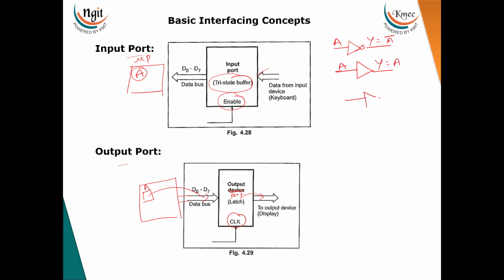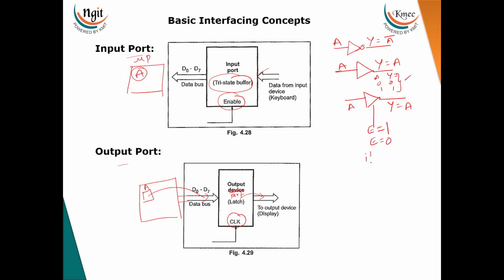Now what does tri-state buffer mean? In the normal buffer, if A is equal to 0, Y is equal to 0, and if A is equal to 1, Y is equal to 1. Here you have 2 states. Coming to the tri-state buffer, by using the enable signal you are controlling the output. You get the input at the output when the enable pin is equal to 1. When E is equal to 1, Y is equal to A. When E is equal to 0, you don't get anything at the output; the output is then in the high impedance mode.